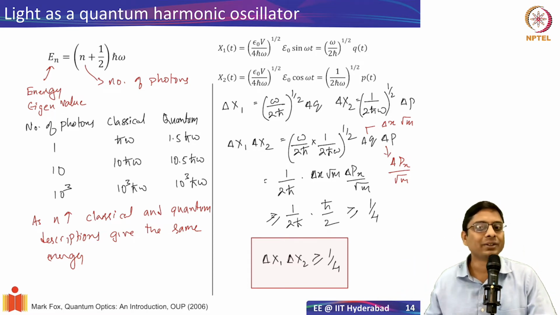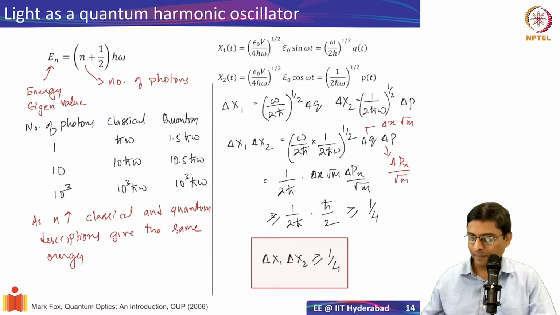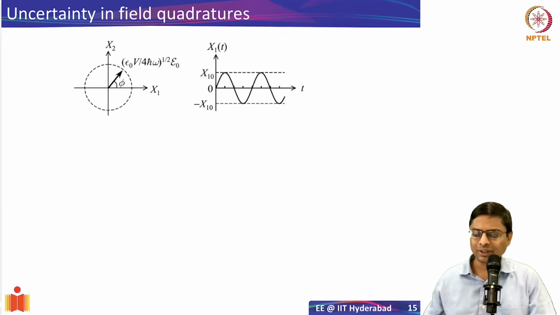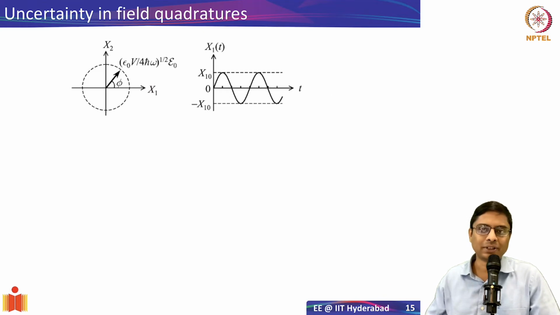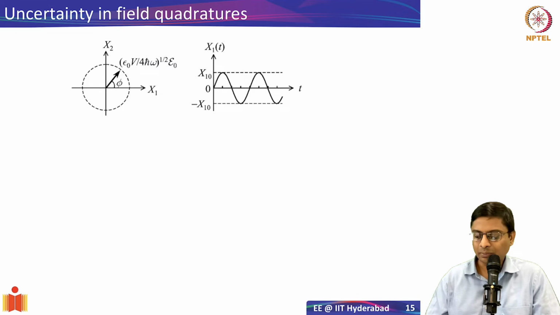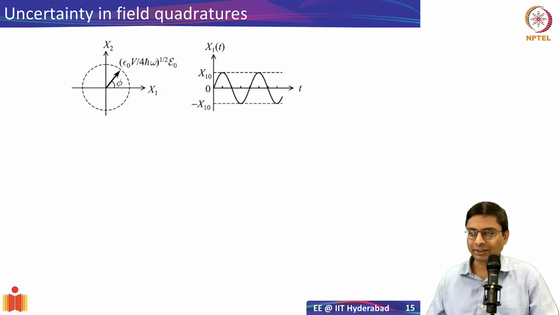So is this okay? So basically we arrived at this uncertainty relation. What is the meaning of this? Just think for a moment, what is the meaning of the uncertainty relation for field quadratures? To understand that, we'll have to go back to our original definition of the quadratures, right? This is how we defined it. The phasor plot of this on the quadrature axis here.